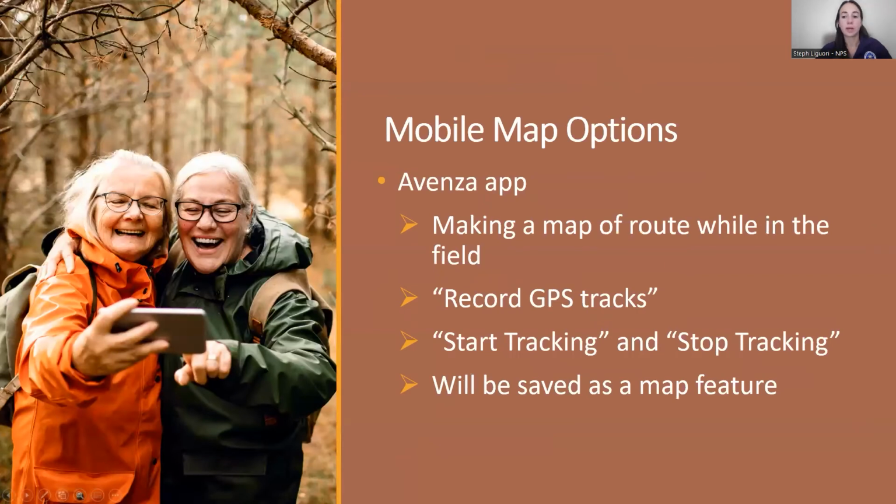The Avenza app is something that I have seen being uploaded into the Trail Project form sometimes. You're all probably familiar with the Avenza app way more than I am, so you might know more about this than I do. But I like the Avenza maps because you can make an estimated route while you're out in the field. If you click record GPS tracks and then start tracking, the app will create a route of where you walk. You can hit pause if you need to take a break or stop tracking when done. It will be saved as a map feature in your account that you can use as your estimated map for your project.